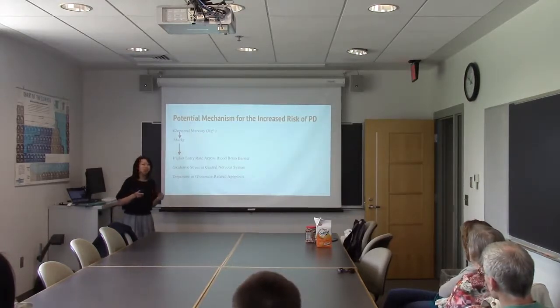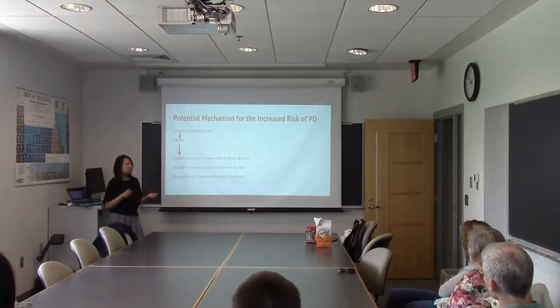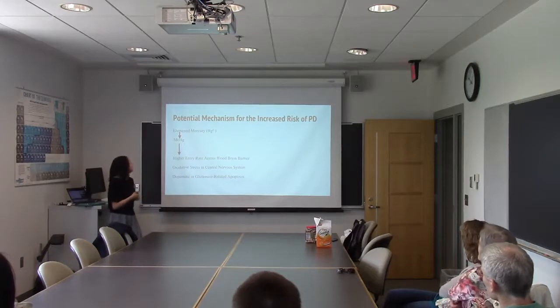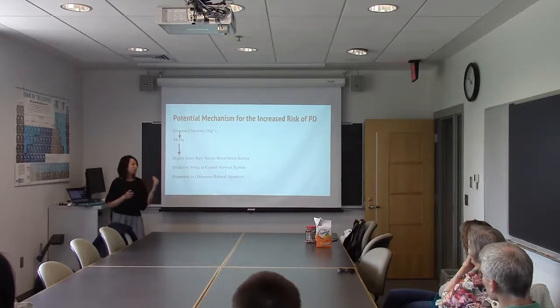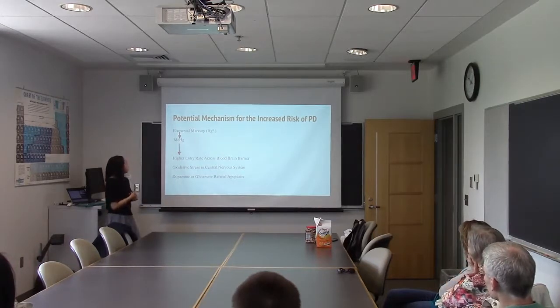So what's the potential mechanism for the association between neurological disease and mercury poisoning? There's not too much detail about it, but that's the one that the paper proposed. So we get elemental mercury from the dental fillings, and then it gets converted to methyl mercury by interacting with sodium chloride or acid from food. And then this methyl mercury has a higher entry rate across the blood-brain barrier. And once a lot of methyl mercury accumulates in the brain, it's going to cause oxidative stress in the central nervous system.